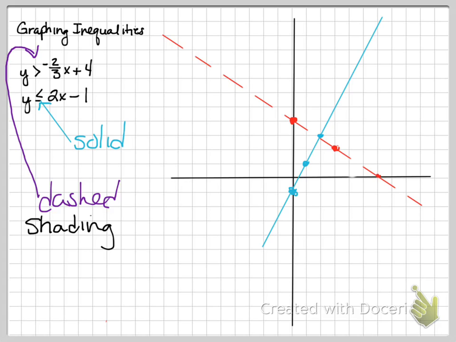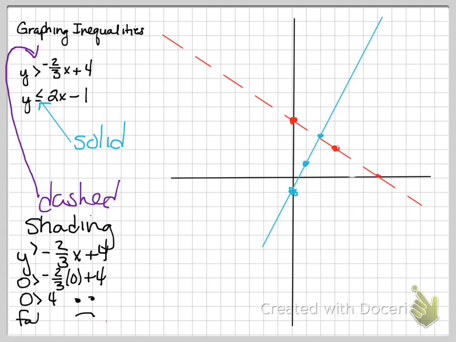So I'm going to take my first equation, y equals negative 2/3 x plus 4. And I am going to substitute 0 in for the y and 0 in for the x. Why did I write a 2, a 3 there? And once I simplify it, I say 0 is greater than 4. Was that true? No, it's not true. It's false.